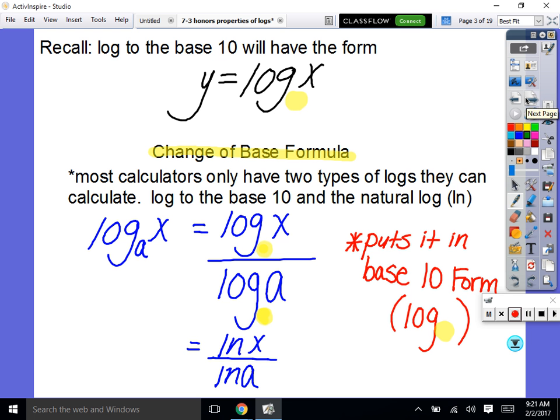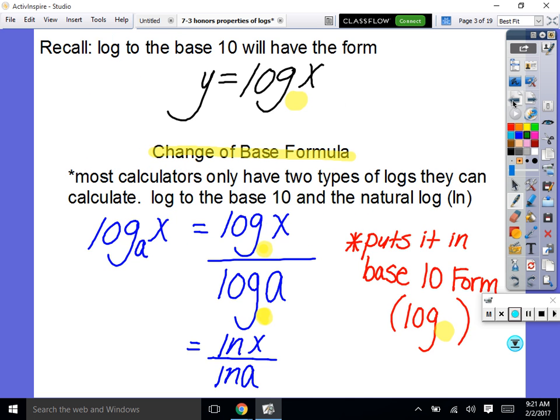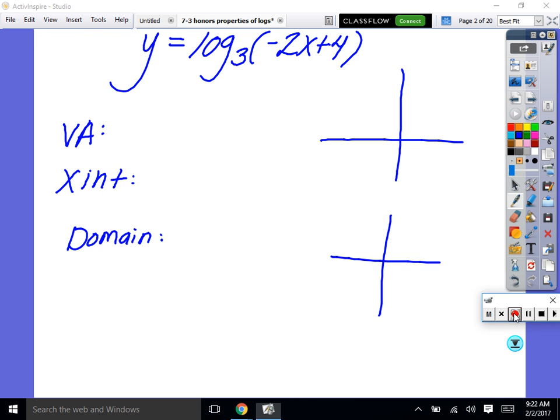So recall, log to the base 10 will have the form y is equal to log of x, right, everybody? Right. Wait a minute. I swear I want to go over. Hold on. Just a second.